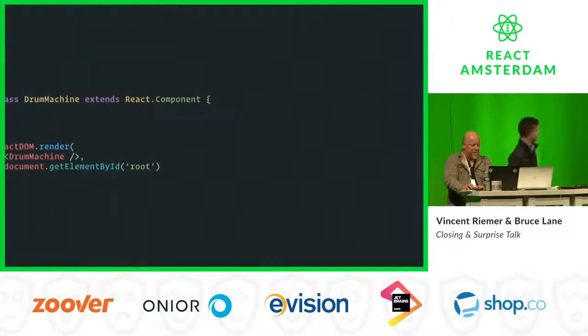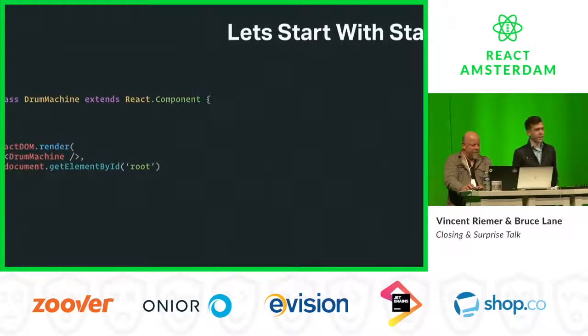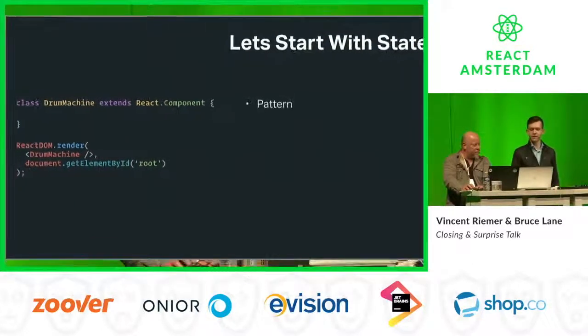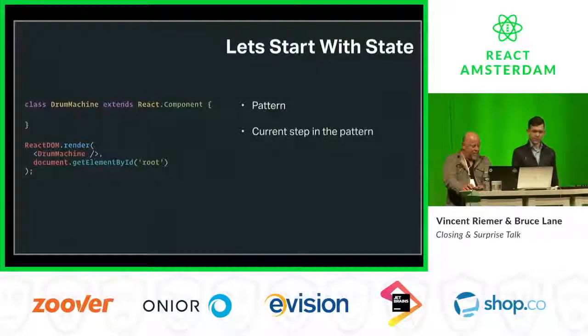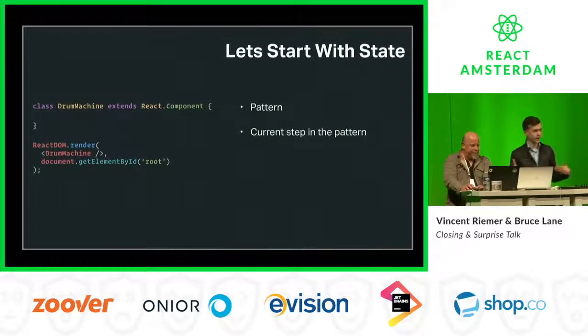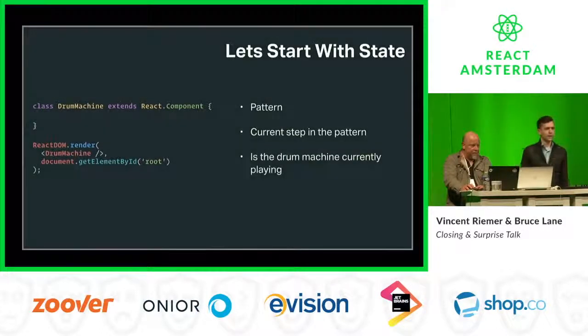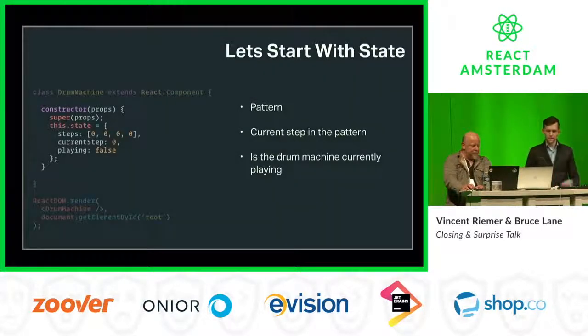So we can start right into the code. We got our little class component. And I always like to start with state with these sorts of applications. So what do we need to keep track of throughout the application's lifecycle? We need to keep track of the pattern. We need to keep track of where we are in the pattern at any one time. And we need to know if the sequencer is playing or not. And that should look something like this.